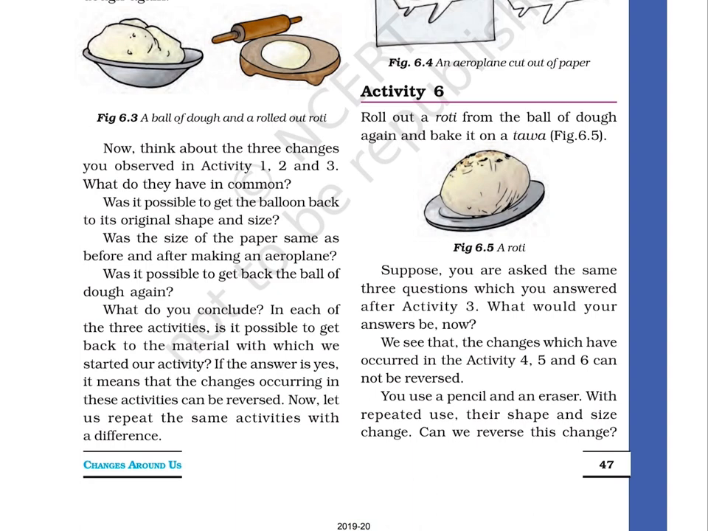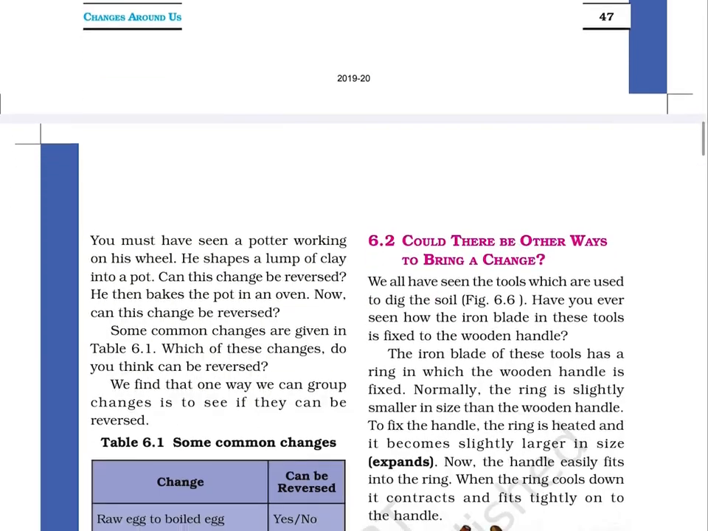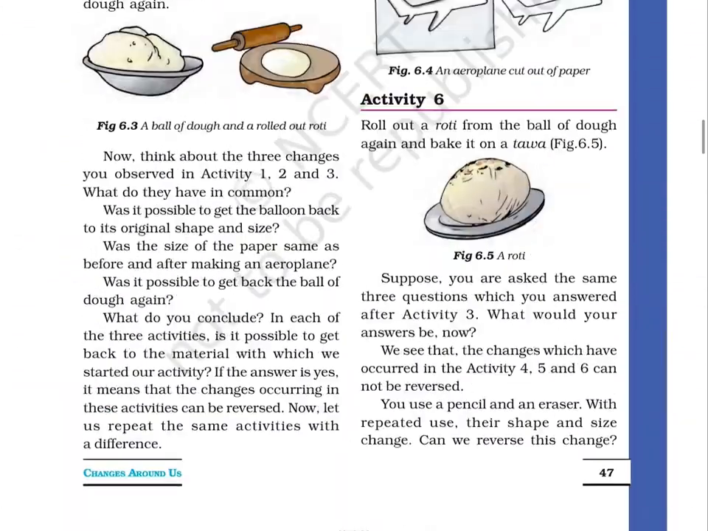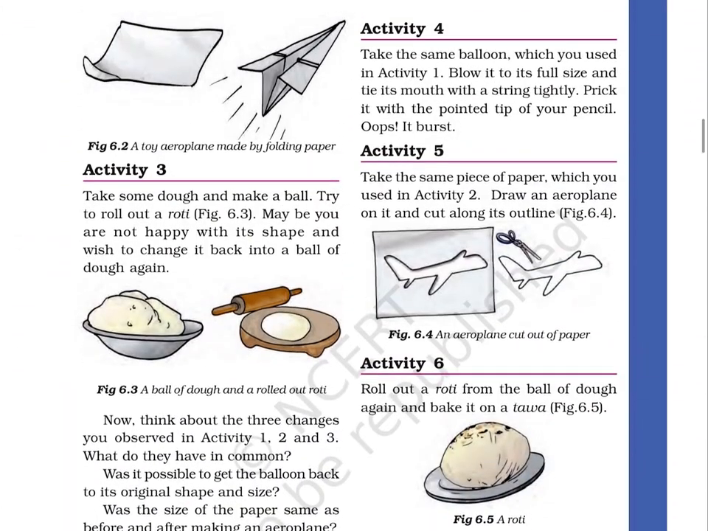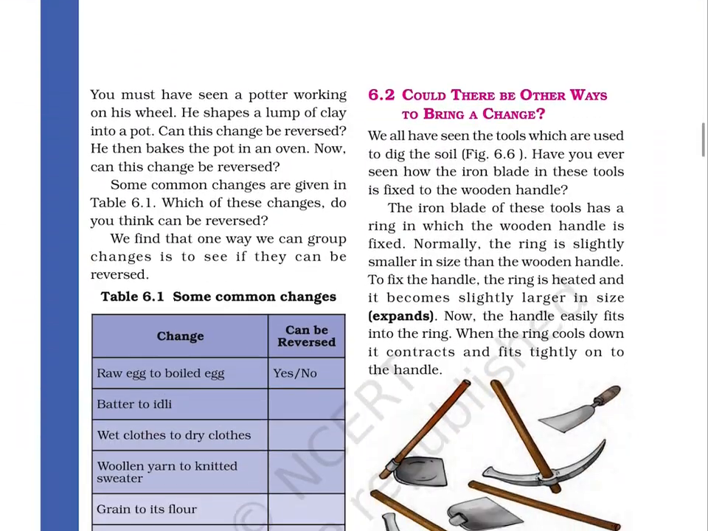You use a pencil and an eraser. With repeated use, their shape and size change. Can we reverse this change? Figure 6.4. An aeroplane cut out of paper. Figure 6.5. A roti. Page 48.